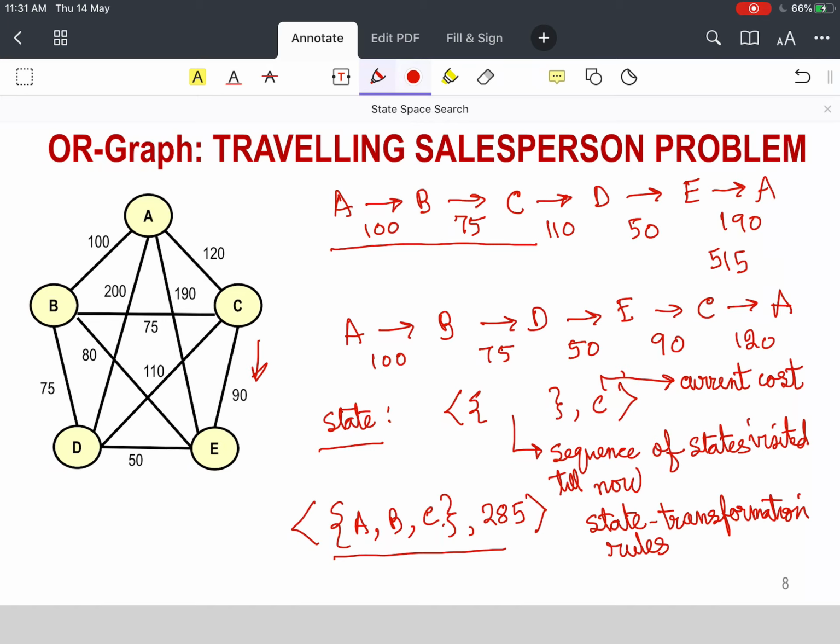And then my start state is when I am in one of the initial configurations, which may be A, and my goal state is when I have covered every city exactly once and returned to the start state.